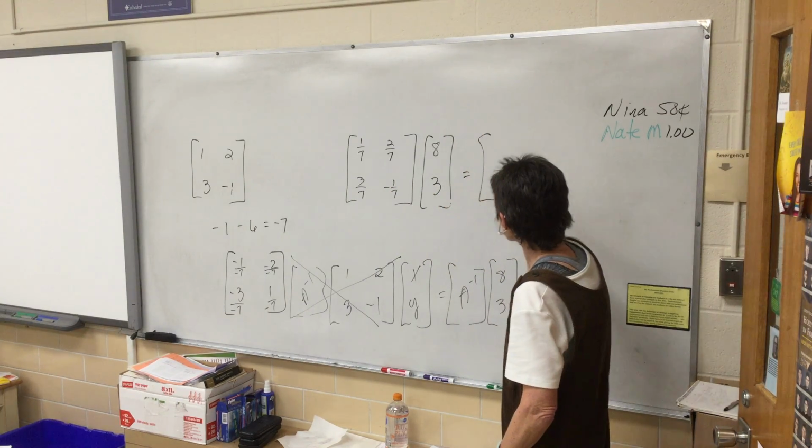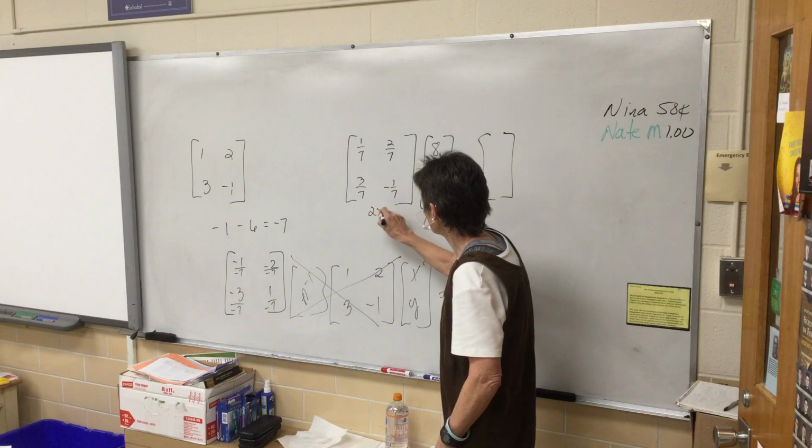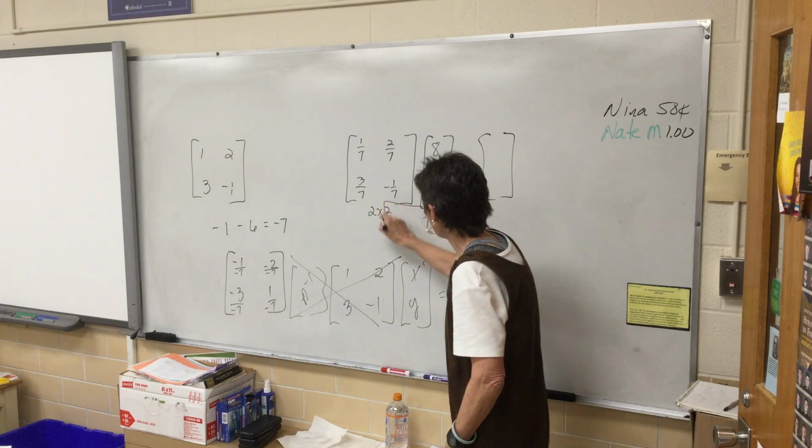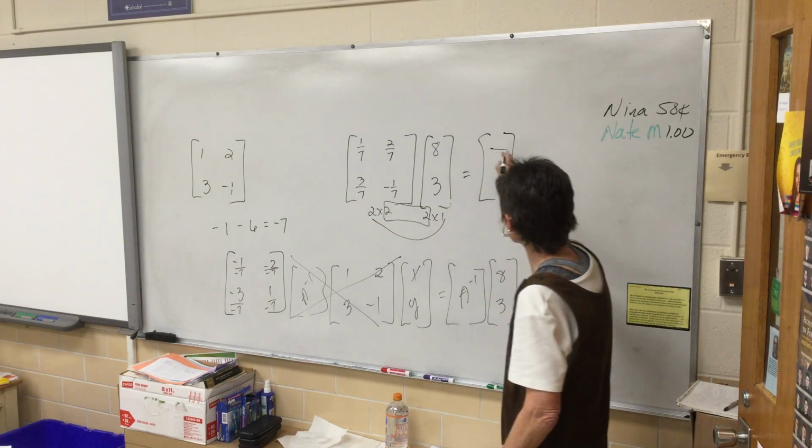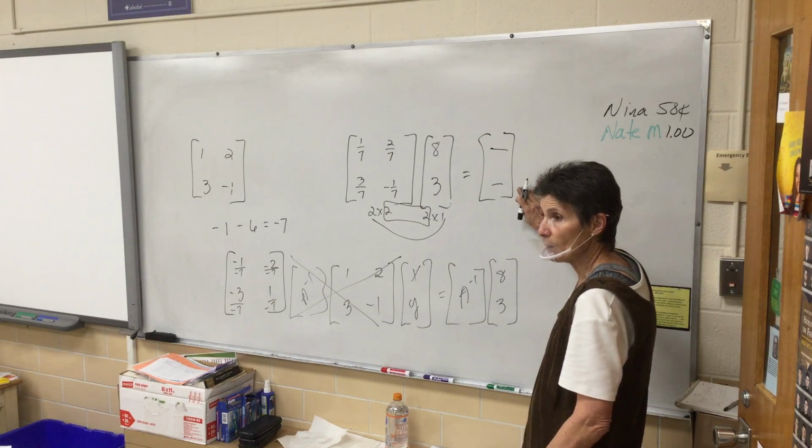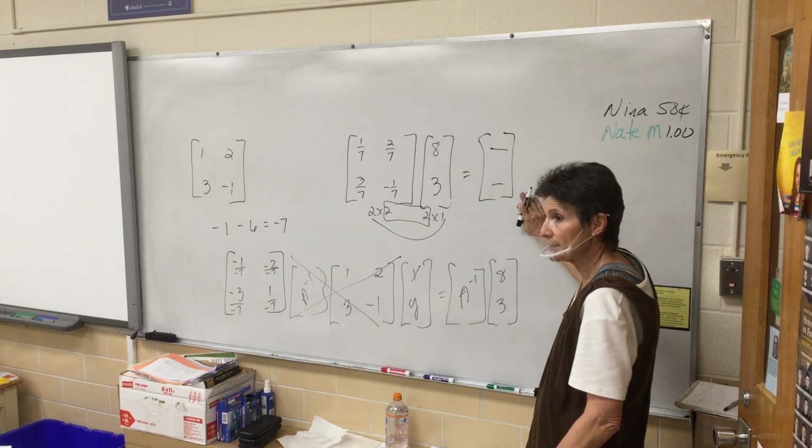Okay? Easy. This is a 2 by 2. This is a 2 by 1. I can multiply, and I'll be left with a 2 by 1, x and y. These are going to be my answers right here.